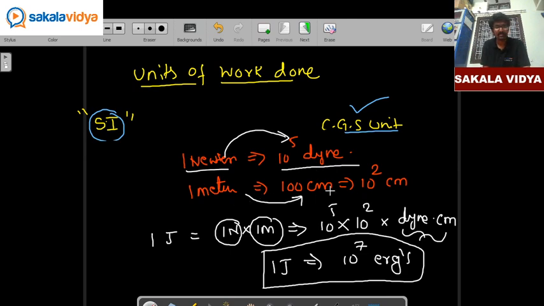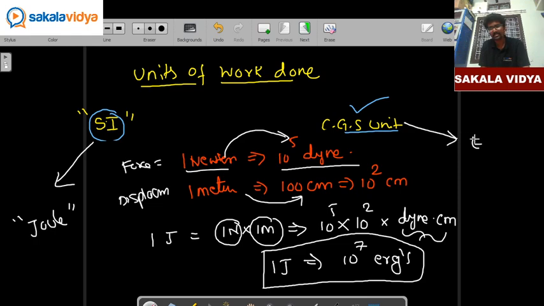So remember 1 Newton is equal to 10 power 5 dynes. 1 meter is nothing but 100 centimeters. So this is force, this is displacement. What are the SI units for work done? It is joule. What are the CGS units for work done? It is ergs. So 1 joule is approximately equal to 10 power 7 ergs. So is it clear, students? Okay. Now let us further solve some numerical problems on our level 1 problems.